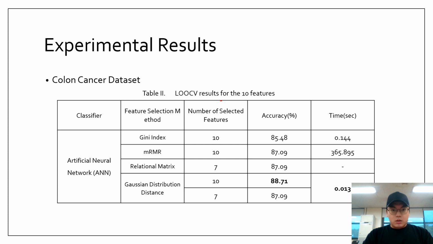In the experimental results, the accuracy shows slight differences, but the result of measuring the time consumed by each method of feature selection showed that the measurement method of the distance between normal distributions required the least amount of time.